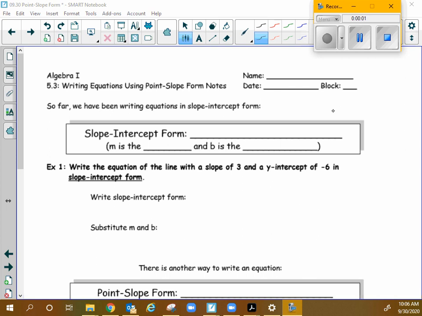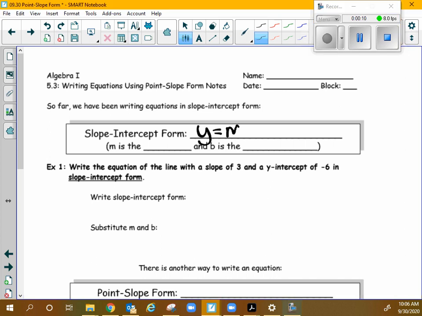Said it over and over. What is slope-intercept form? Y equals mx plus b. What's m? Slope. And b is the y-intercept. When you think about the fact that it's called slope-intercept form, does the name of it give you a clue as to what it's going to provide? Yeah, it's called slope-intercept form.